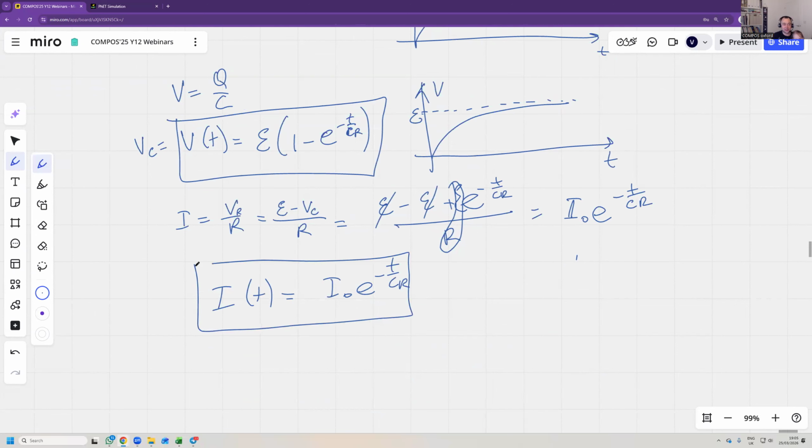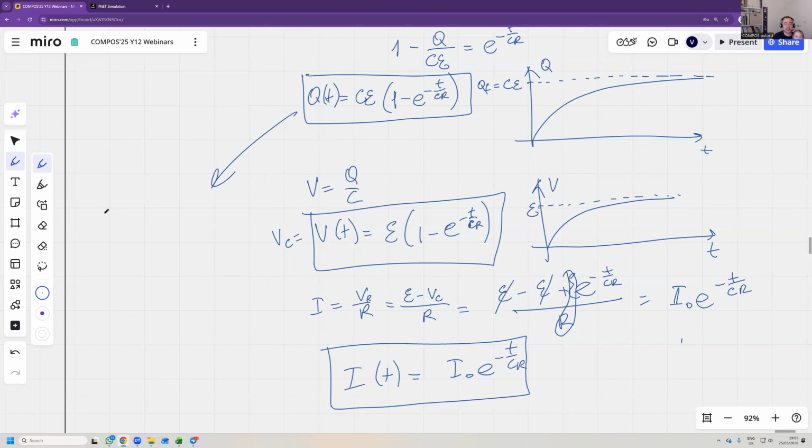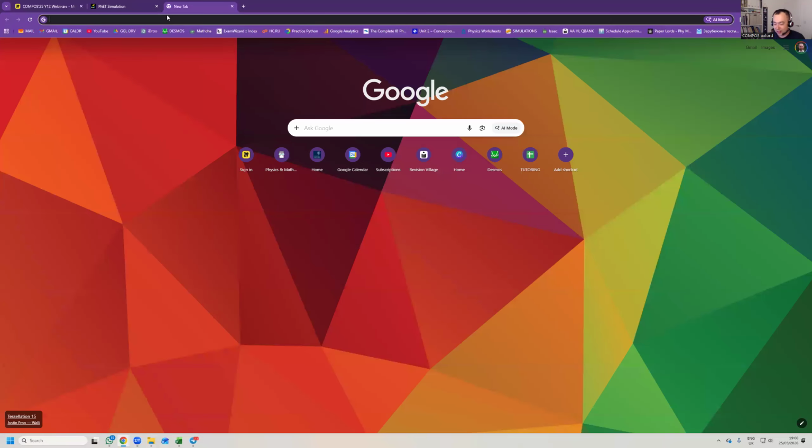I could have done it in a different way. I could have differentiated this expression. If I differentiate that, current is the derivative of charge. And you would have gotten the same result, I0 e to the minus t over CR. And you can sketch how the current changes in time, and it's an exponent, but it's a decaying exponent, I0. And finally, I can show it. Well, I'll try to show this to you.